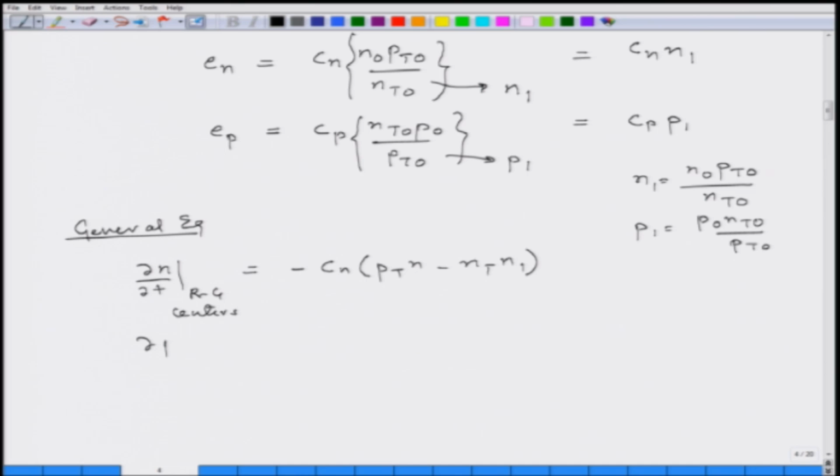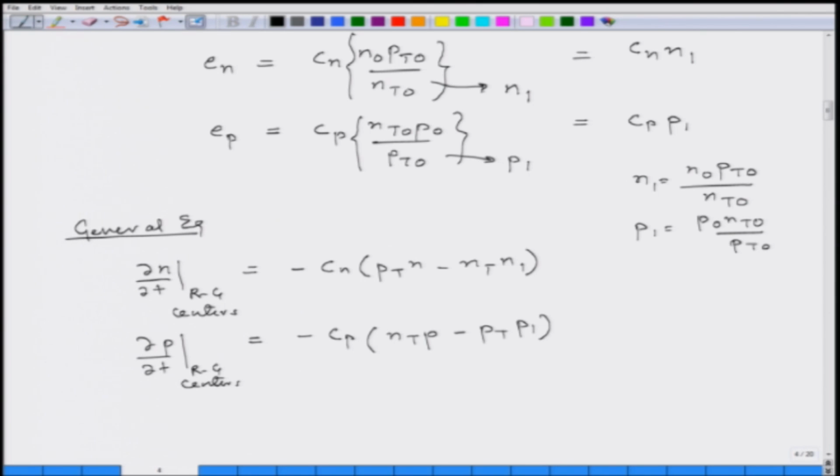and similarly this is also for R-G centers, will be written as C of p, n of T, p minus p of T, p1.